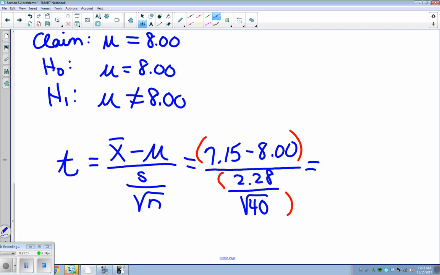It's what? Negative 2.36. Negative 2.36. That's going to be pretty out there, isn't it? All right, so we're not doing too bad. Is it getting better? Sure.